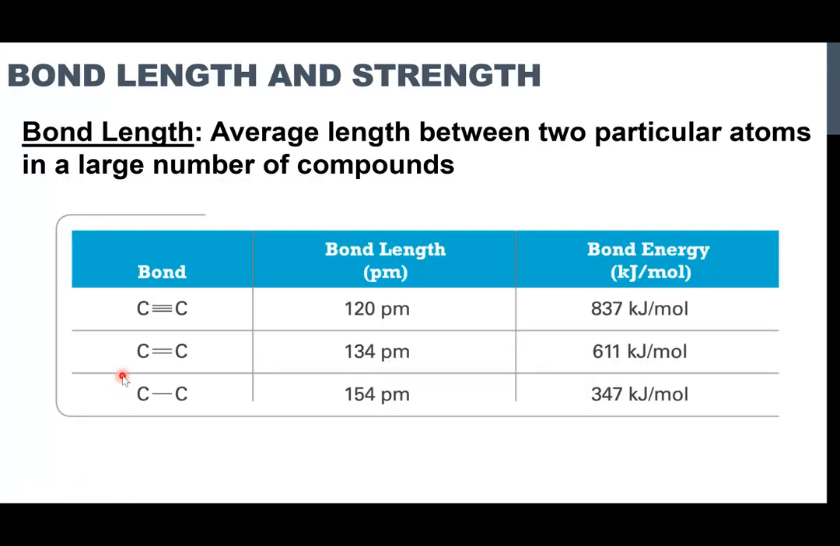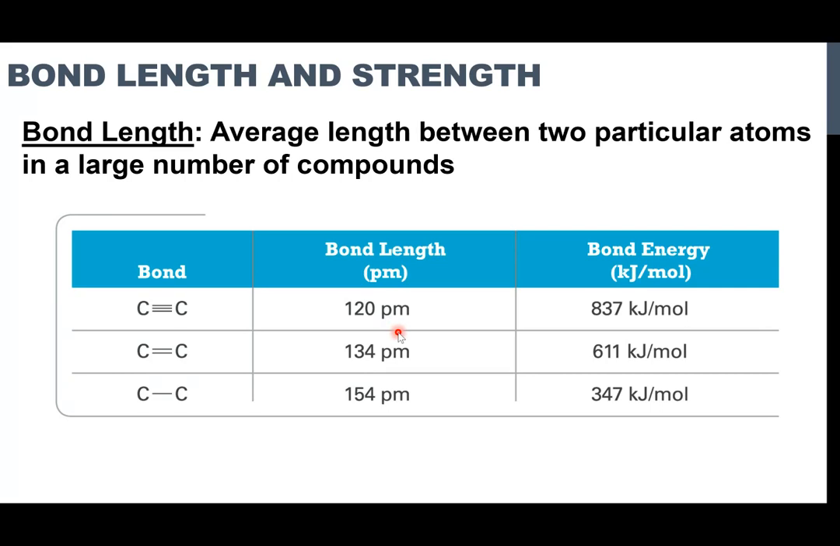Okay. Bond length. So bond length is very closely related to bond strength. Bond length is the average length between the 2 atoms in a particular compound. So if I take the nucleus of one carbon atom, the nucleus of the other carbon atom, and I measure the distance between those 2 nuclei, that would be the bond length. And the unit here, you don't need to know, it's picometers, so it's really, really small, not surprising at all.